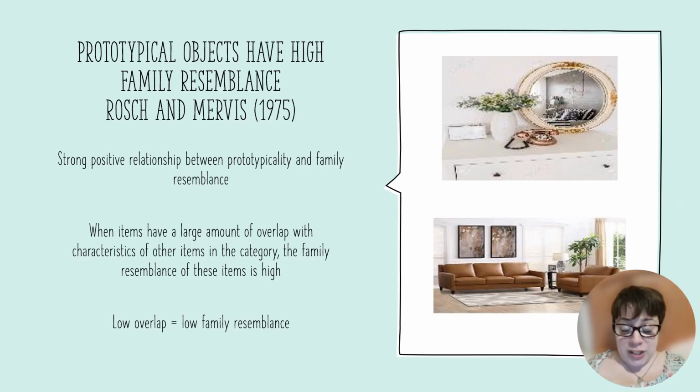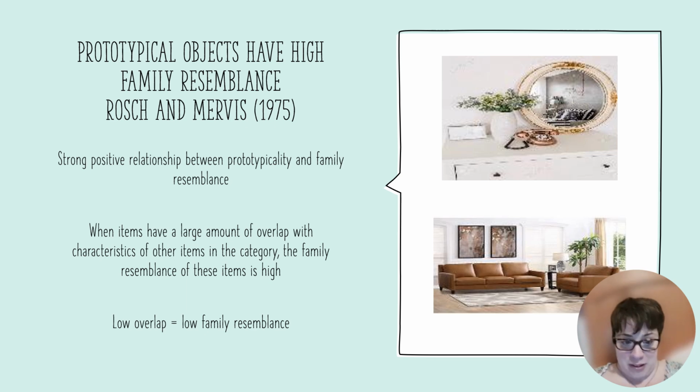So one of Eleanor Roche's most famous experiments she conducted with Mervis in 1975. And basically what they did is they gave people objects that were typical members of a category. So for example, a chair and a sofa, and they asked them to come up with things that those two objects have in common. And so when the objects were prototypical members of the category furniture, people could come up with a lot of similarities. Whereas when they were given the task of finding similarities between, for example, a mirror and a telephone, they didn't find a lot of similarities.